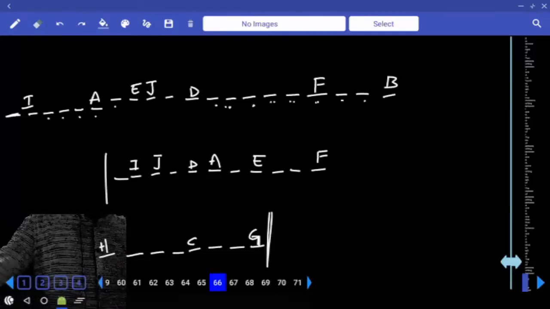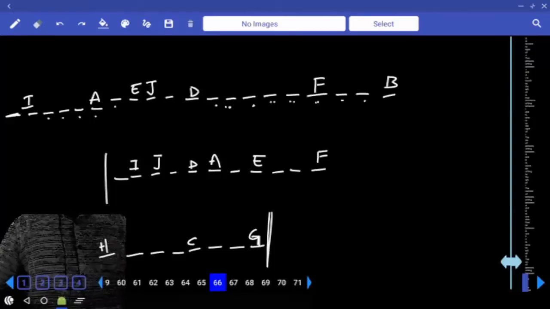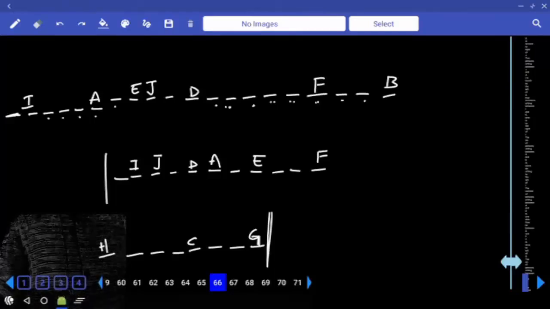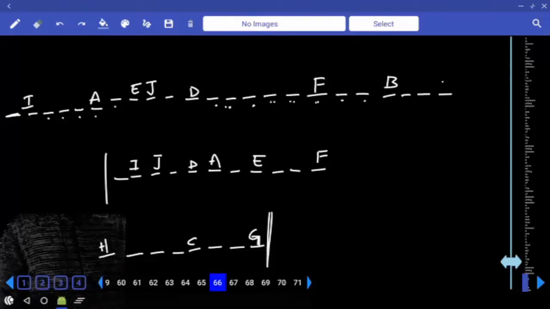B sits exactly between H and F. So how many people between F and B? 2. H and B also.